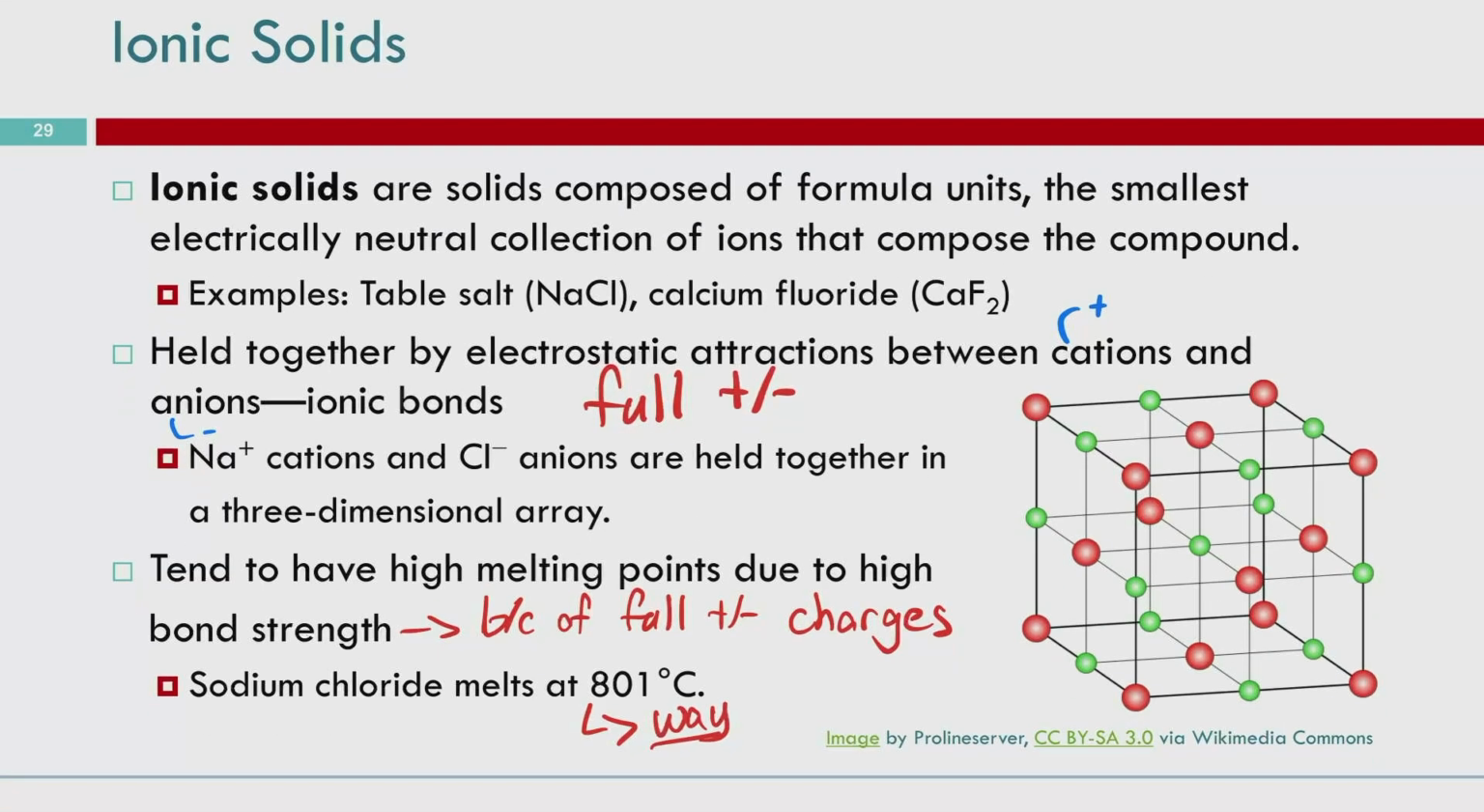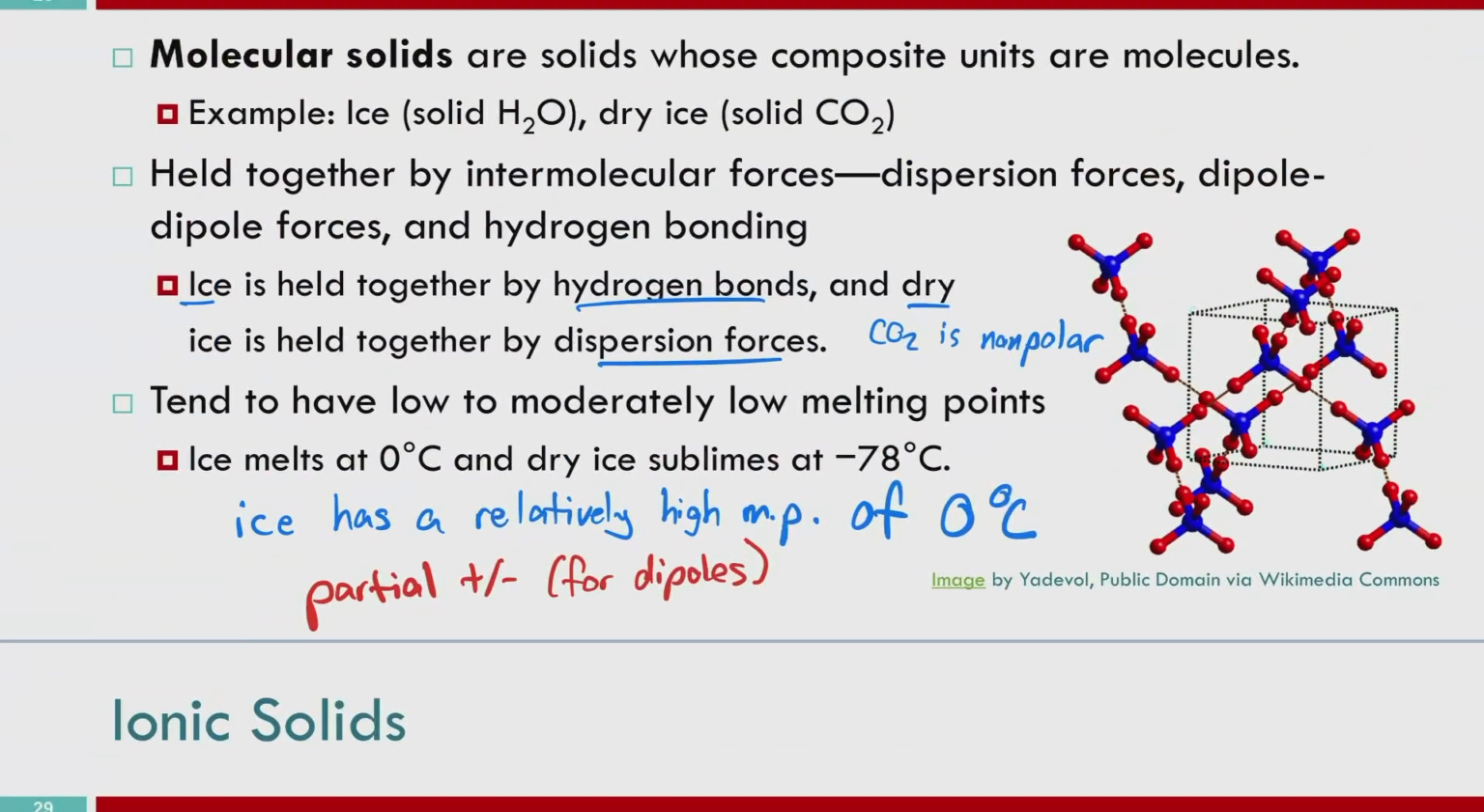So this is way higher than water. And I mentioned there were some other molecular solids that can also have really high melting points, kind of in the hundreds to 200s range. Those do exist, but sodium chloride beats those by a lot, 800 degrees Celsius. So ionic solids tend to have high melting points.